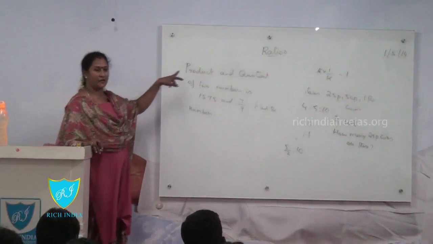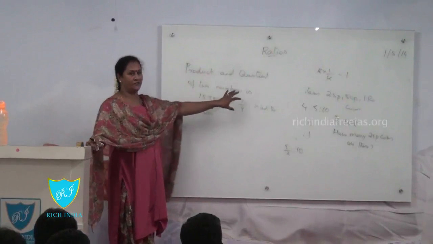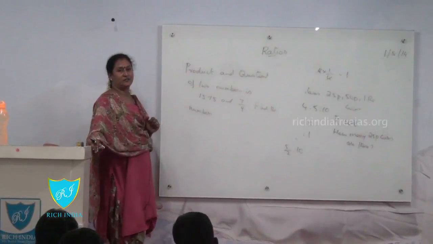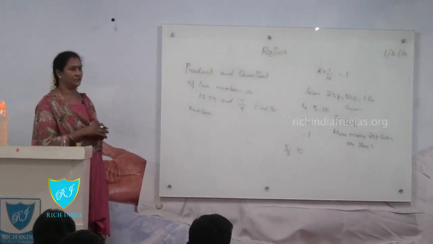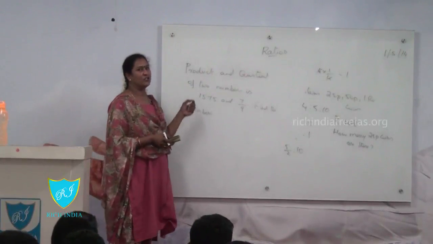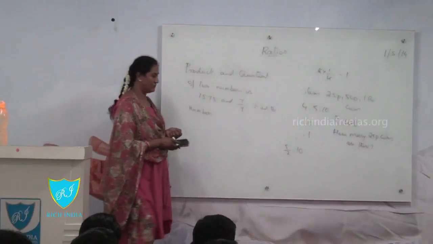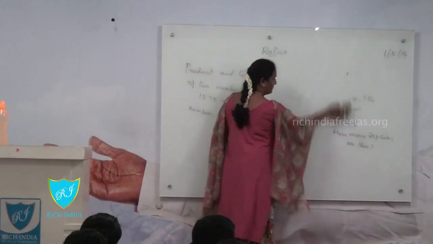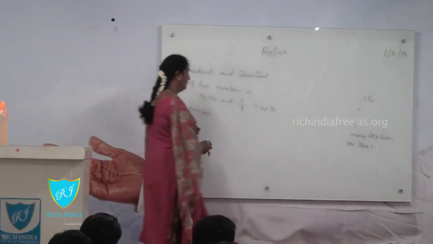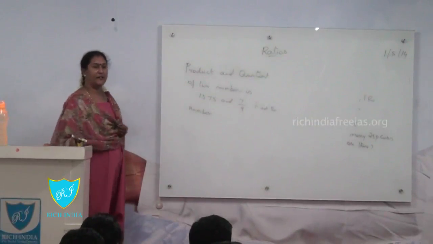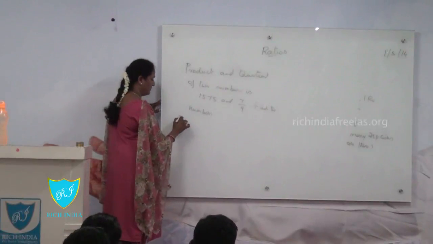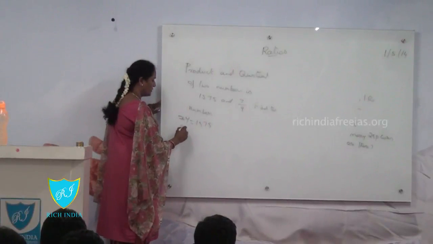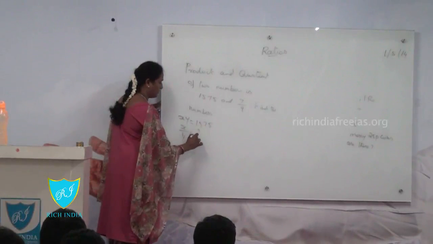Two numbers, product and quotient are given. Quotient is the division value, and the product value is given. So find the numbers. This is also in the simplification part. When we take two numbers x and y, the product xy is 1575 and the quotient x by y is 7 by 9.